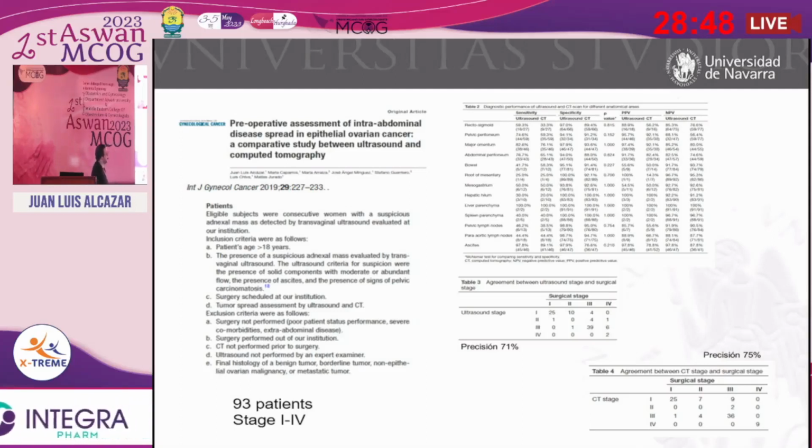And when we compare the accuracy of ultrasound staging compared to surgical findings and CT scan staging compared to surgical findings, we observed that the accuracy of ultrasound was 71%, the accuracy of CT scan was 75%. Actually, there was no statistically significant difference. So in this study, we concluded that ultrasound performs similarly to CT scan for imaging staging in ovarian cancer.